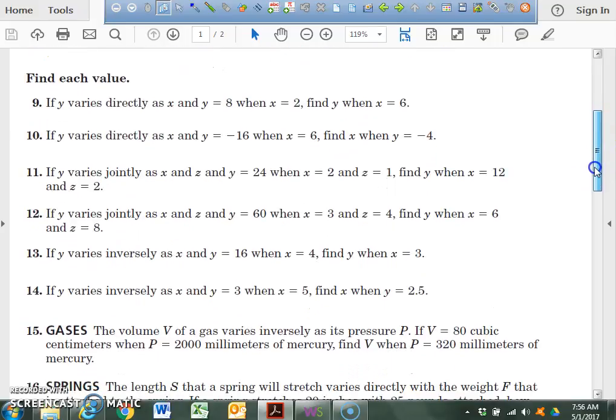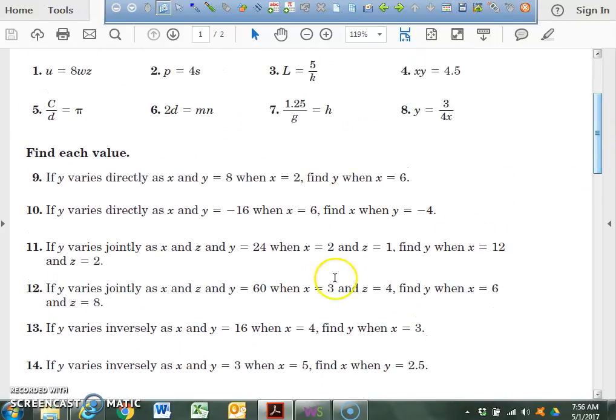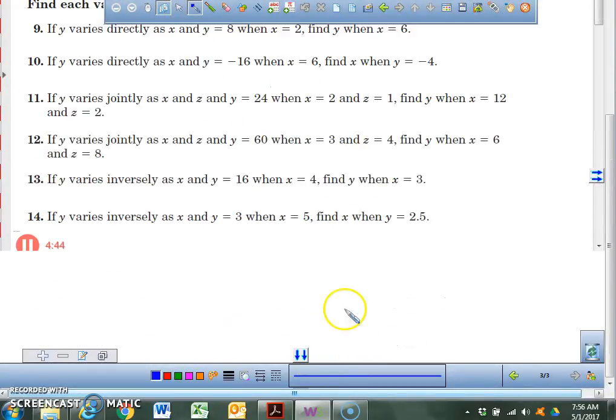All right. Right now, what I'd like us to do is we are going to do problem, let's choose 12. We're going to zoom in and look at problem number 12. Put number 12 in your journal. Here we go. Number 12, it says jointly. So what we're going to do is set up a little formula right now. It says y varies jointly as x and z.